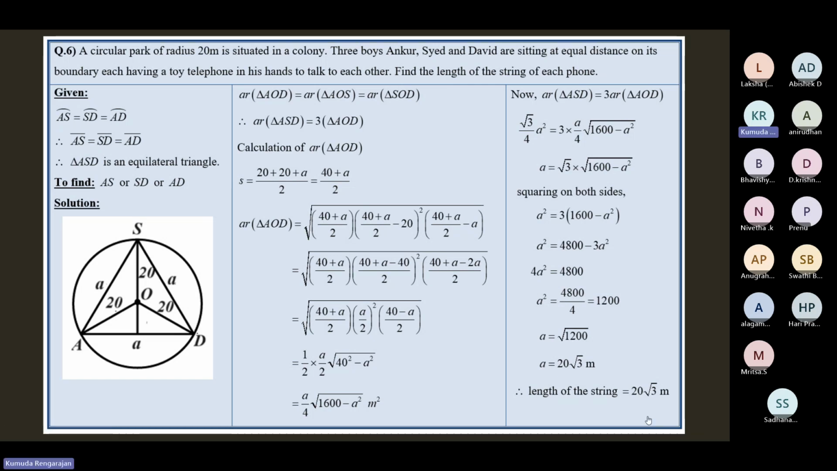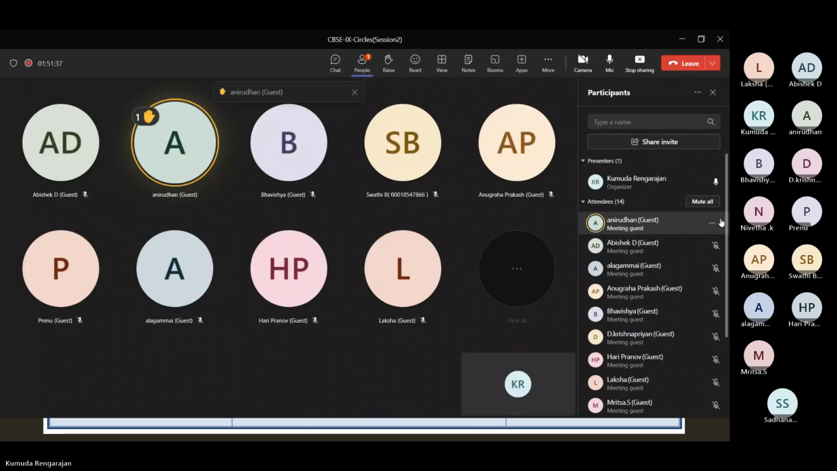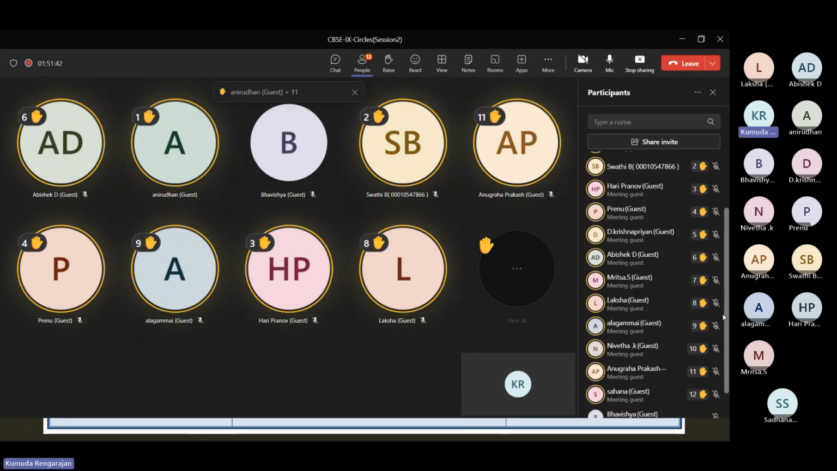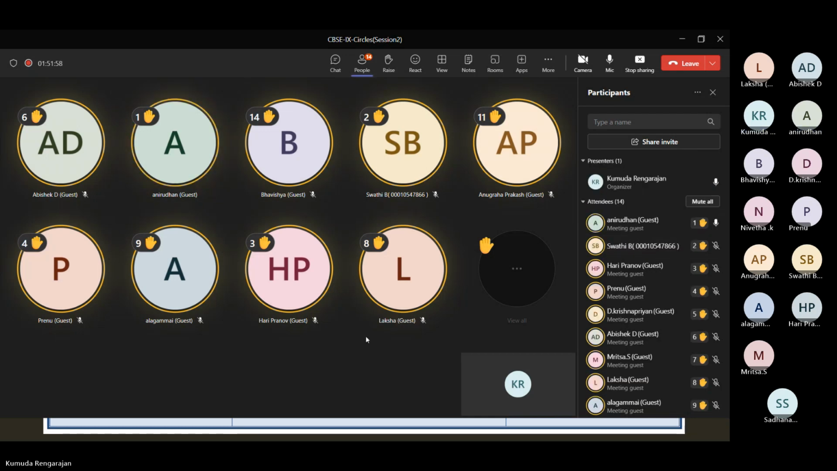Children, use the emoji, raise your hand. Aniruddhan, Swati, Hari Pranav, Prenu, Krishna Priyan, Abhishek, Nritsa, Laksha, Aragamai, Niveda, Anugraha, Sahana, Savarna, Sadhana, Bhavishya. Aniruddhan, you're telling me something, Aniruddhan? No, ma'am. Okay, okay. Very good, children. All right, yeah.